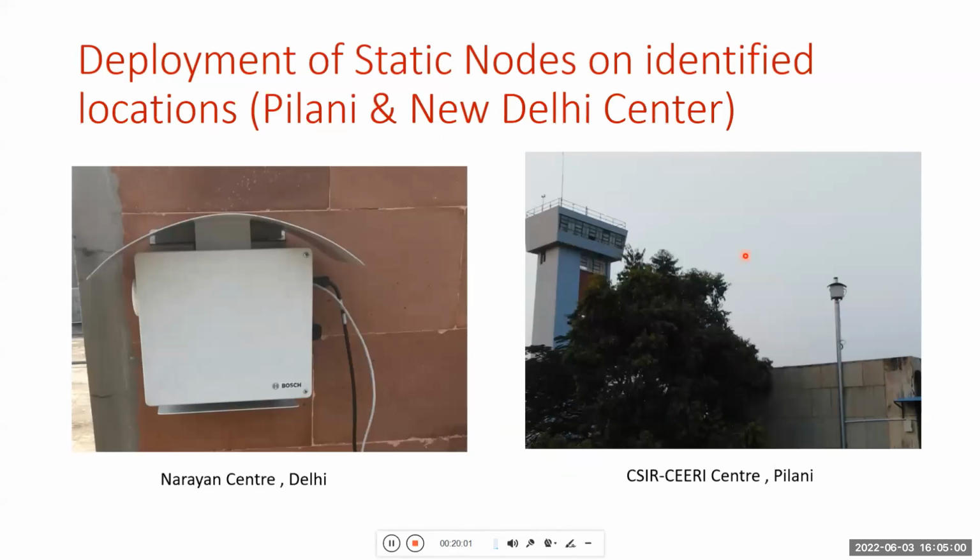So for our use case and for proper standardization and calibration of the node, we deployed a few static nodes at identified locations on our own campuses, like Pilani and another campus, New Delhi Narayana Center. You can see we have procured these off the shelf from Bosch, which is a well-known company, a smart city in Pune challenge winner, for these static nodes. The IIC campus also has such nodes. So we procured these few nodes for our use case to calibrate our own node.